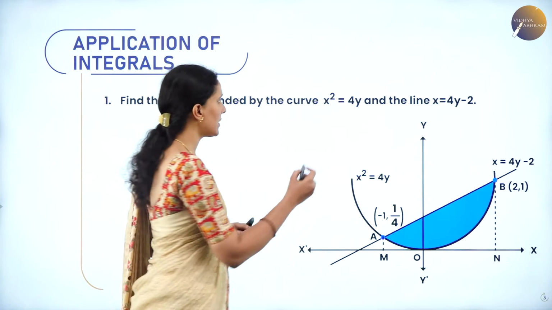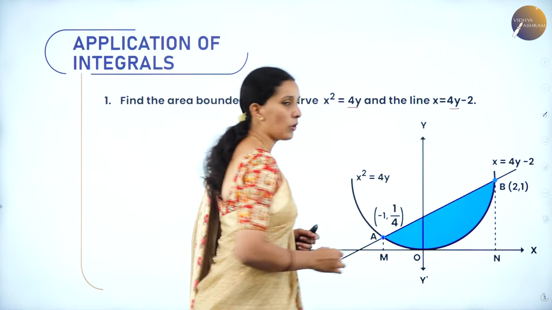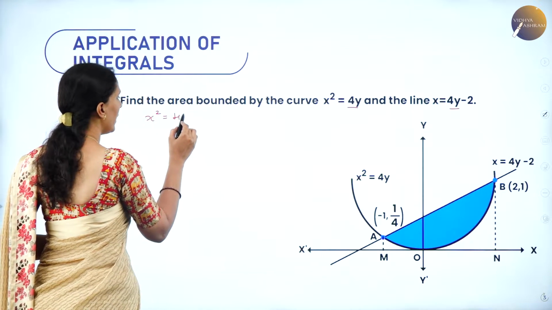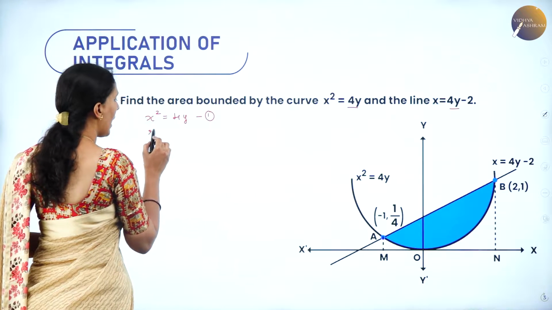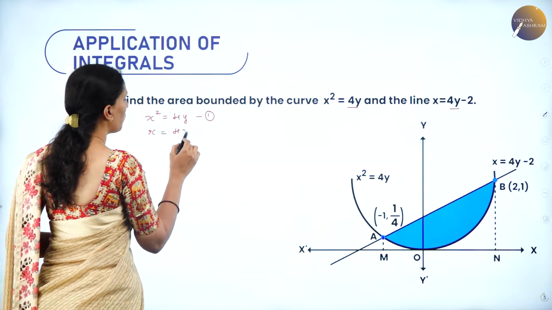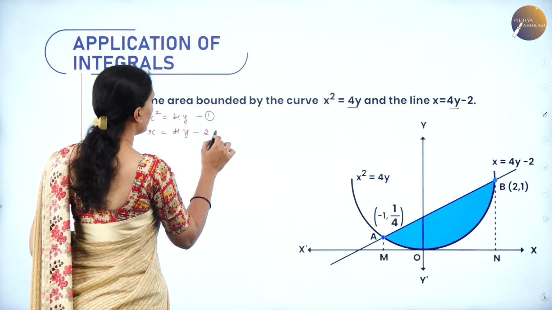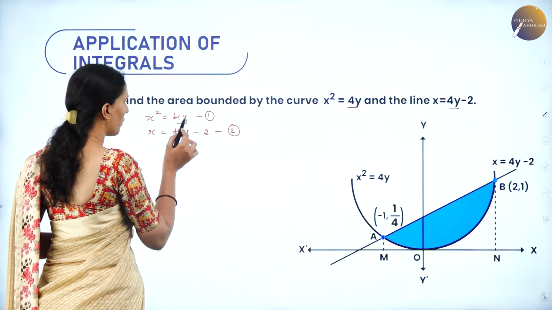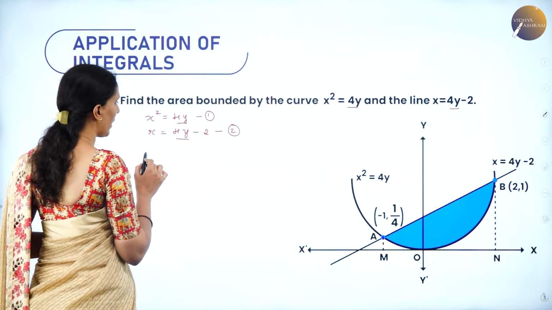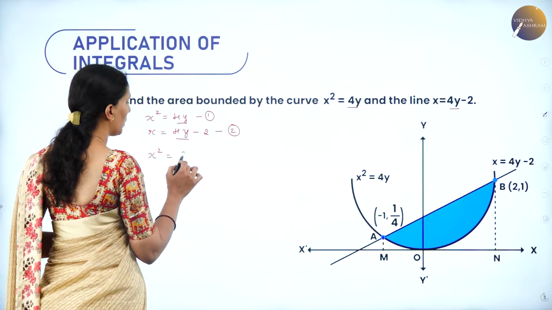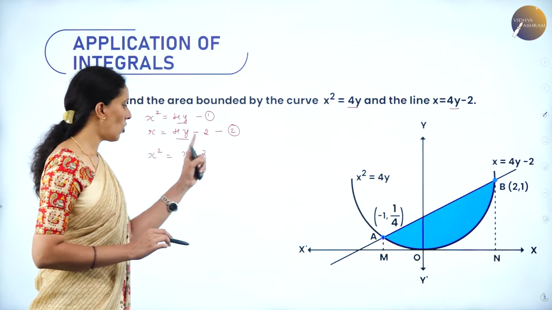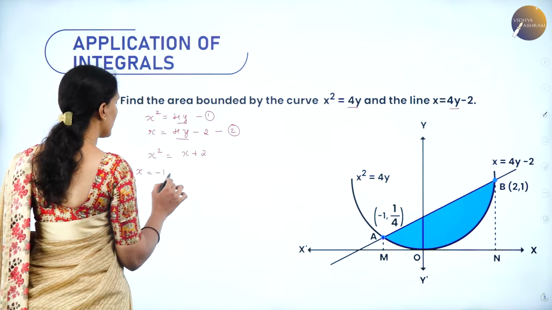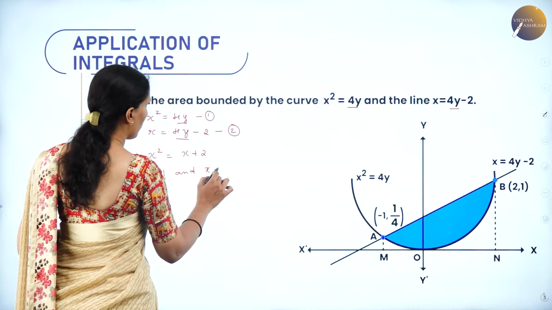So from the equations here, I have 4y on both the equation. So I can equate them. So we have x square is equal to 4y. So let me take it as equation 1, and x is equal to 4y minus 2. Let me take it as equation 2. So I can equate 1 and 2 because I have 4y as a common factor here. So therefore I can write this as x square is equal to x plus 2. So on solving this, we will get the value of x as x is equal to minus 1 and x is equal to 2.